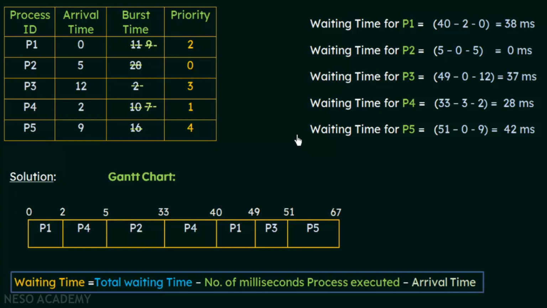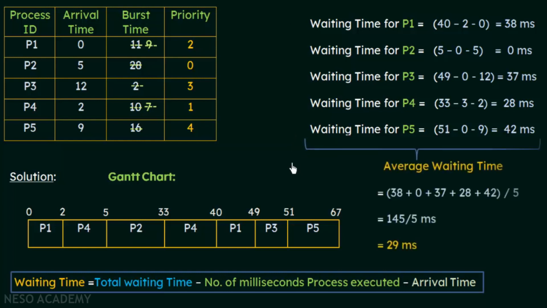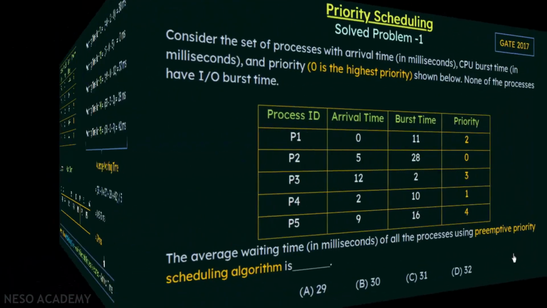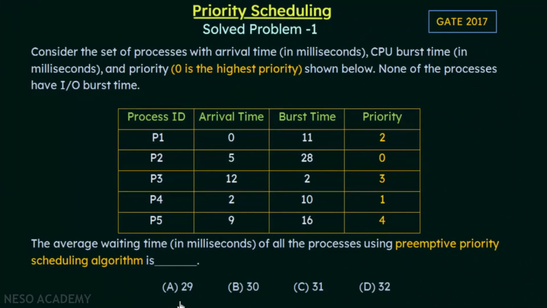Now calculation of the average waiting time is very easy. So the average waiting time is 38 plus 0 plus 37 plus 28 plus 42 divided by the number of processes, which is 5. So that gives us 145 divided by 5, which is 29 milliseconds. So this is the answer to our question. Let's see if we have this 29 milliseconds in our options. If we see our question, option A is 29 milliseconds. So the answer to the question is option A, which is 29 milliseconds that we have just calculated.